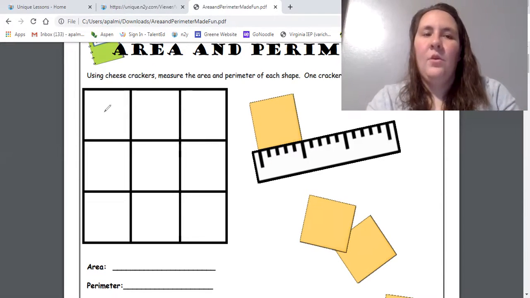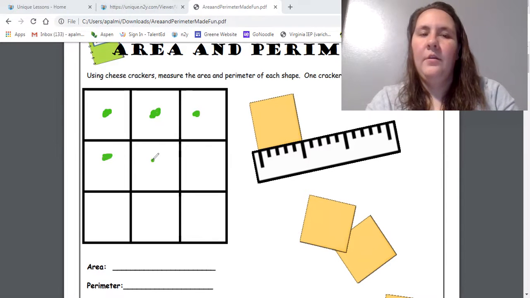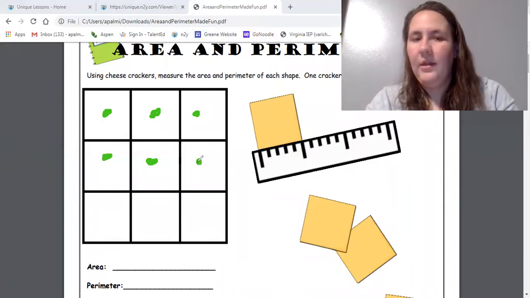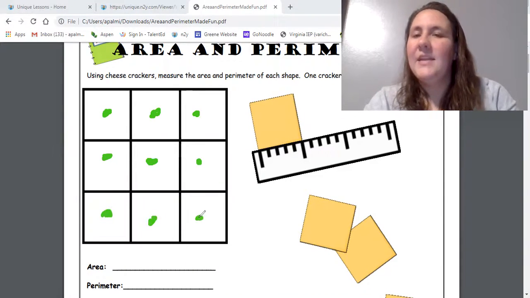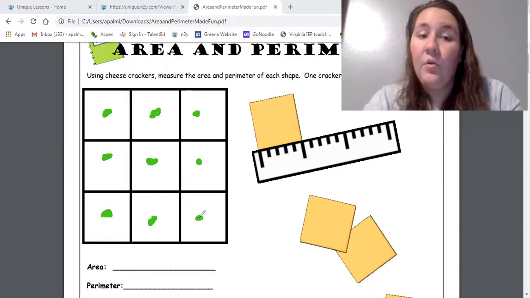Are we ready? 1, 2, 3, 4, 5, 6, 7, 8, and 9. Good counting, guys. So area is 9, and then remember we're going to say square units. So it's going to be SQ, and then units. 9 square units. Okay.